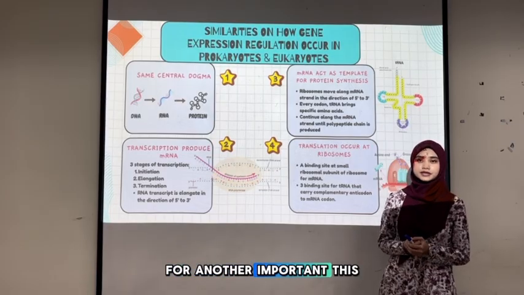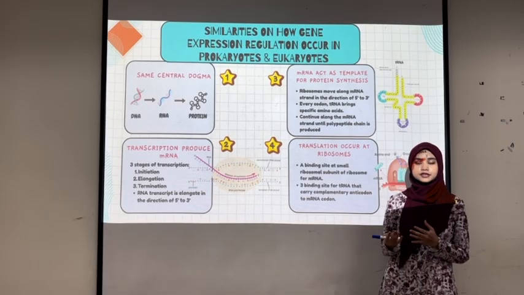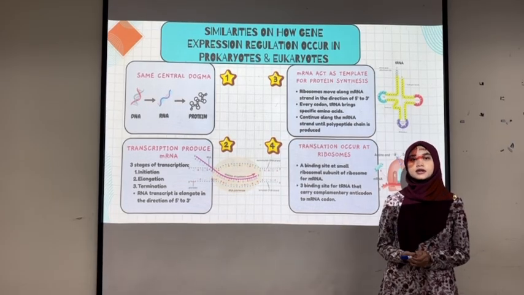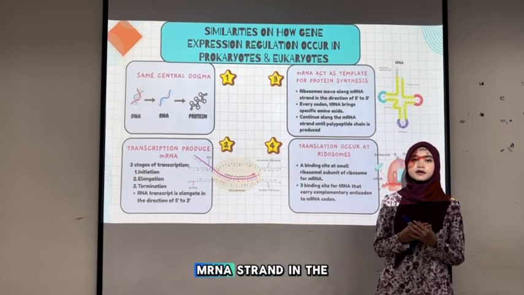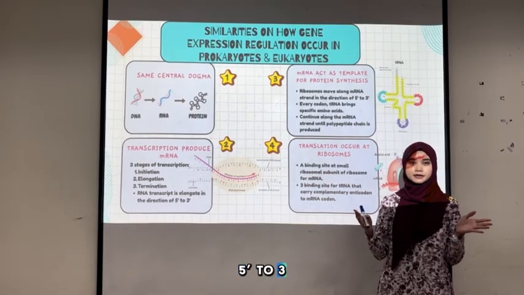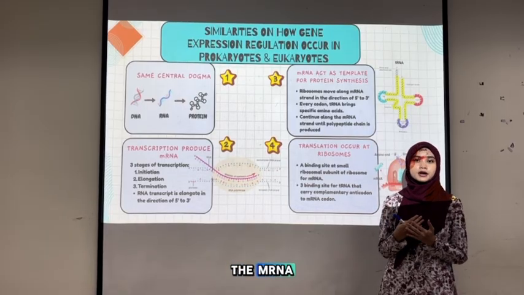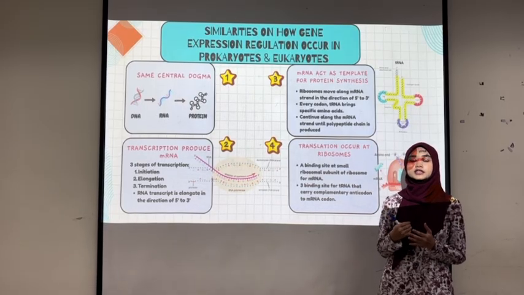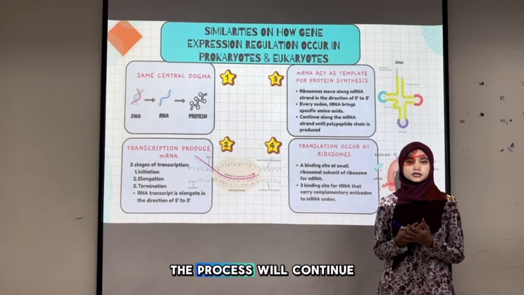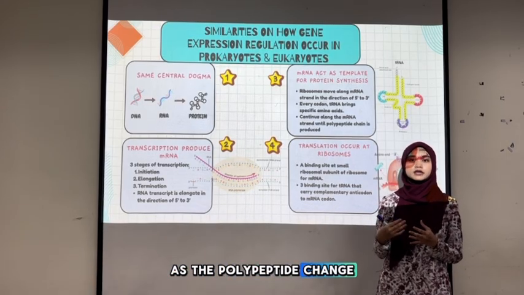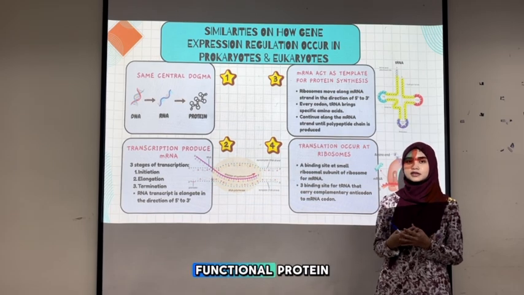Another important similarity is that translation occurs at ribosomes in both prokaryotes and eukaryotes. During translation, ribosomes move along the mRNA strand in the 5' to 3' direction. For each codon in the mRNA, a tRNA molecule will bring a specific amino acid. This process will continue until a polypeptide chain is formed, which is released and will become a functional protein.